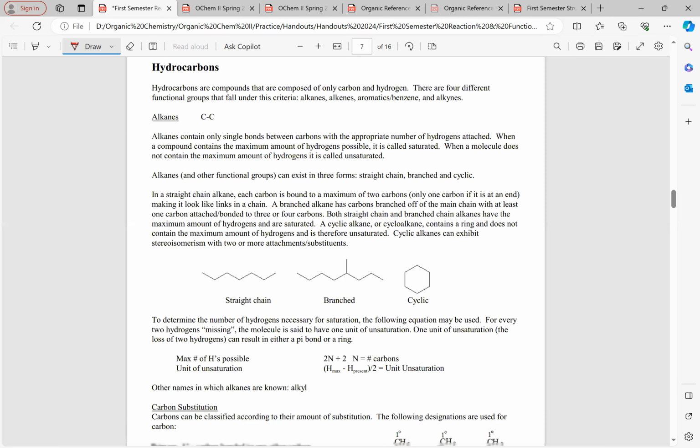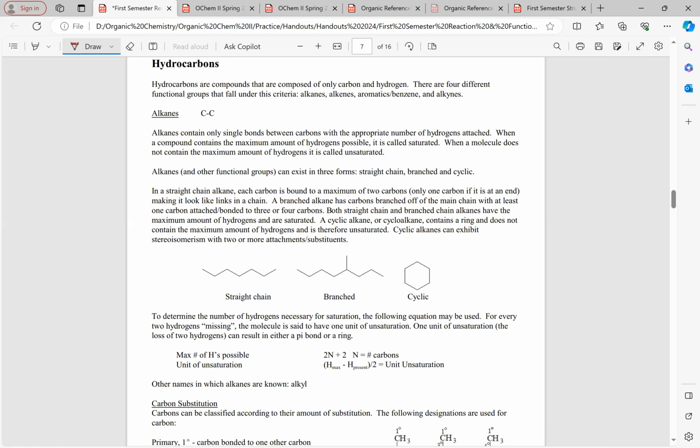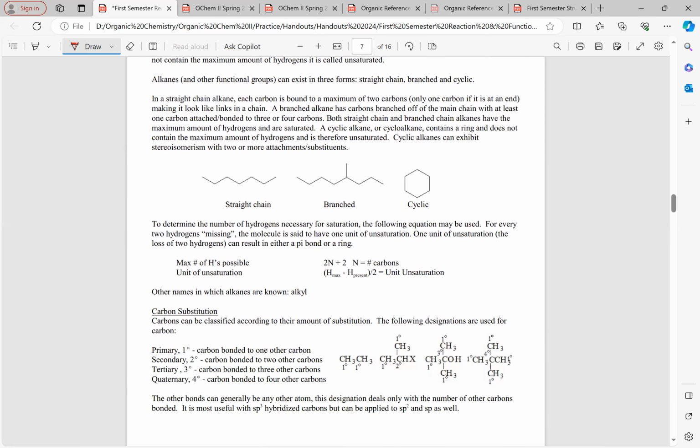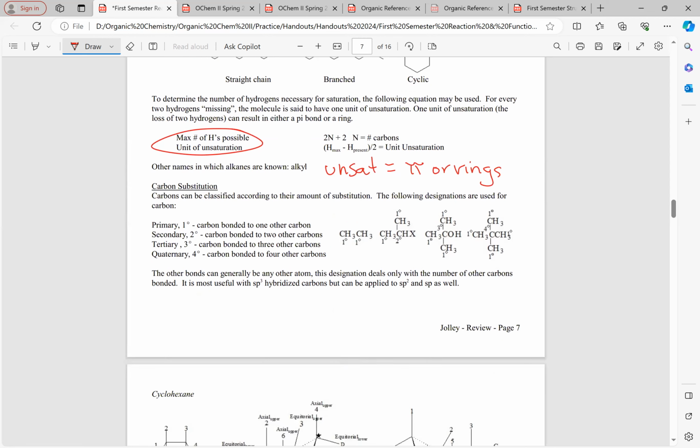All right, hydrocarbons. They come in three forms. You can have straight chain, you can have branched chain, you can have cyclics. Okay, if it contains the maximum amount of hydrogens, it is called saturated. If it does not, it's called unsaturated. And remember, unsaturated means it has either pi bonds or rings or both. And then terminology, primary, secondary, tertiary, quaternary carbons. That also goes for alcohols and it also goes for alkyl halides.